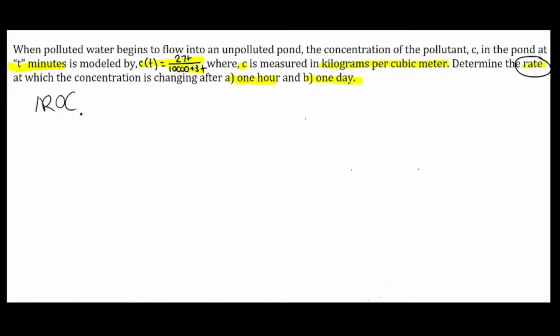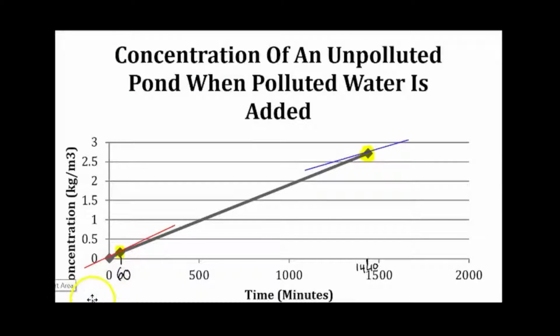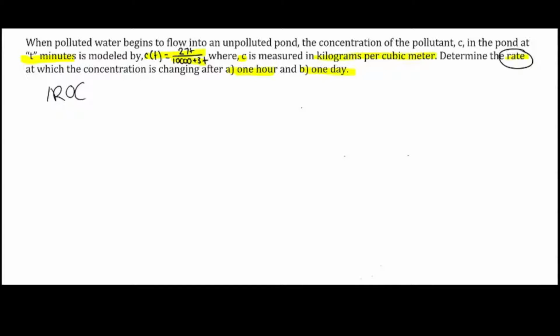So let's go back to our graph and look at the IROCs for 1 hour and 1 day. The red line represents the instantaneous rate of change at 60 minutes. The blue line represents the instantaneous rate of change at 1 day, or 1,440 minutes. As you can tell, the blue line is less steep than the red line, so we will be expecting a smaller slope for the time at 1 day. So now back to finding the IROC.